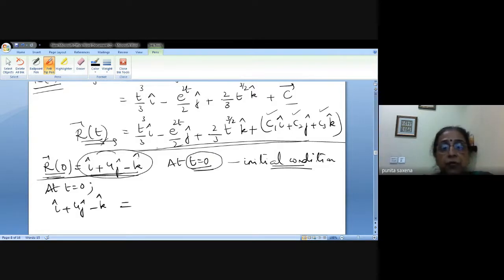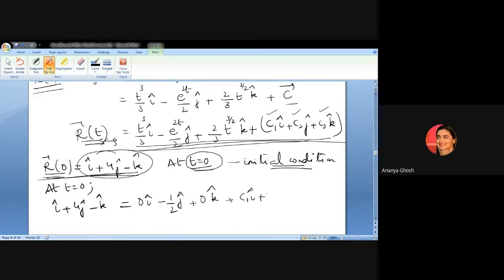And what will happen from here? Just put t equal to 0 on the right hand side. What will happen? The first component at t equal to 0 is 0i, right? The second is minus 1 by 2j. The third is plus 0k plus, Ma'am, R0 is given.